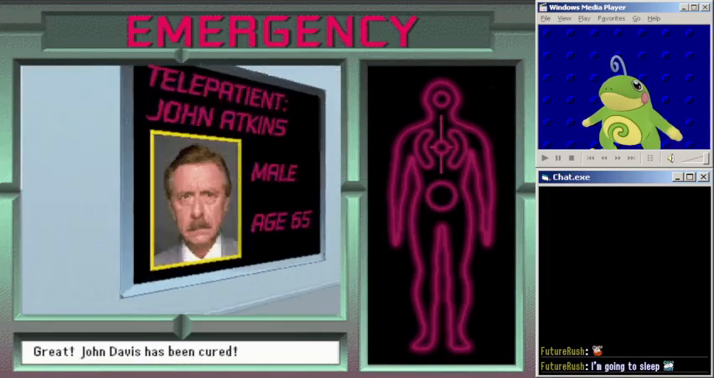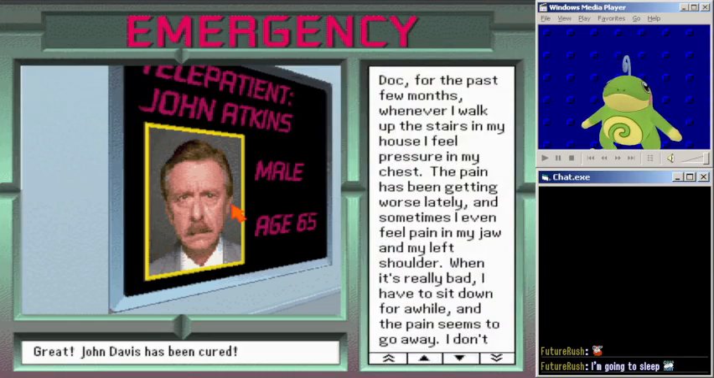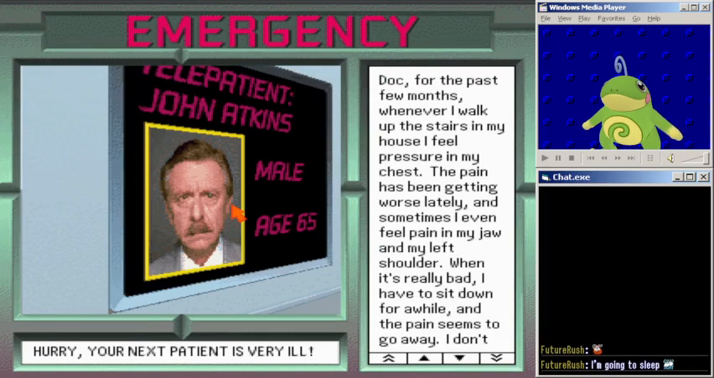Huzzah. John Atkins, male, age 65. Doc, for the past few months, whenever I walk up the stairs in my house, I feel pressure in my chest. Pain has been getting worse lately. Sometimes I even feel pain in my jaw, my left shoulder. And when it's really bad, I have to sit down for a while. Pain seems to go away. I don't know what to do now.